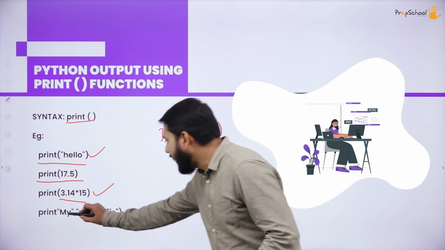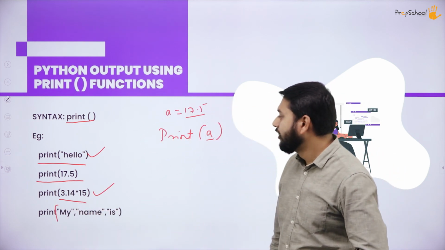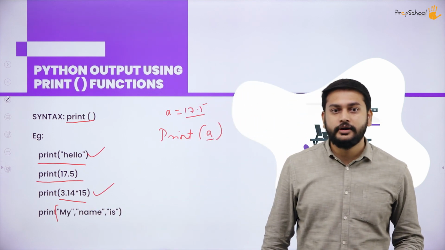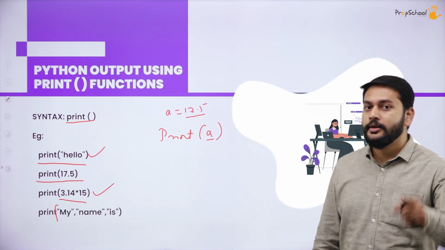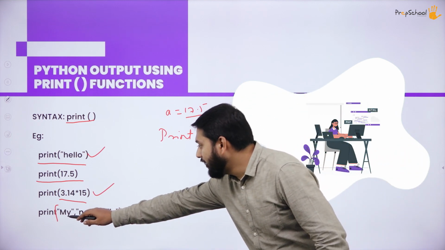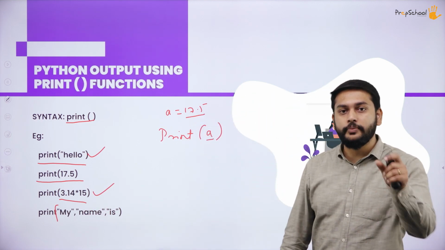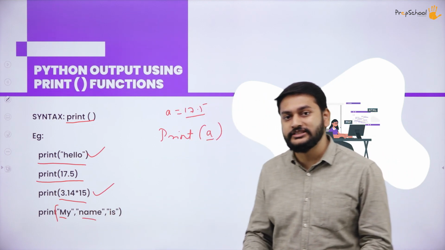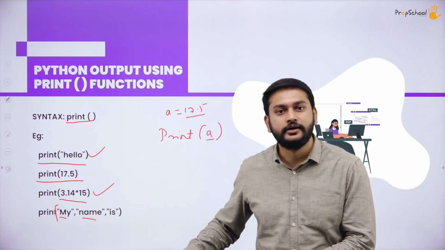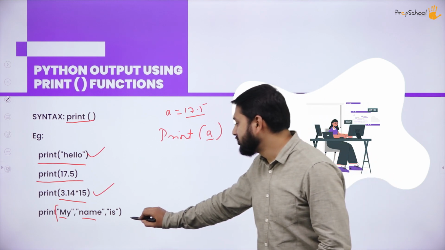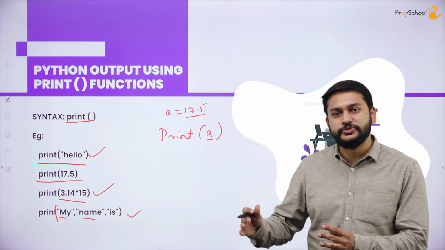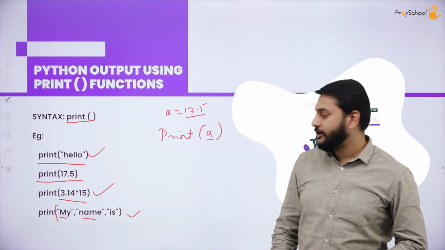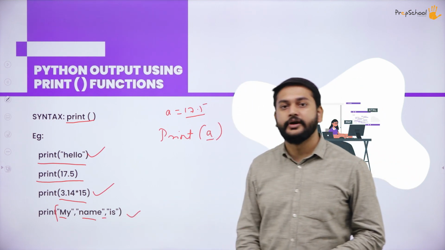Please observe, I have one more statement: print my, comma, name, comma, is. Please understand, I am using multiple objects. It will treat these as objects, and each object will have a space one after the other. So this is possible when I have multiple objects in my print statement. I will be using the comma operator.